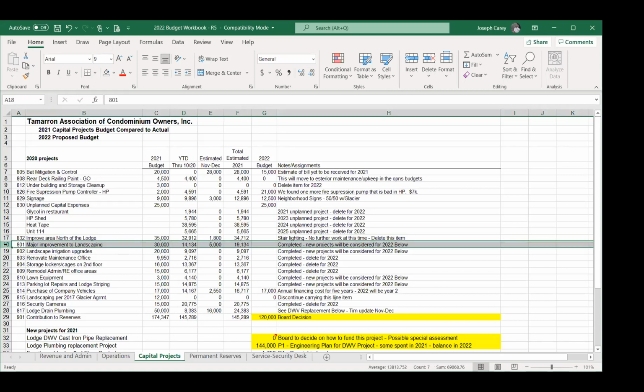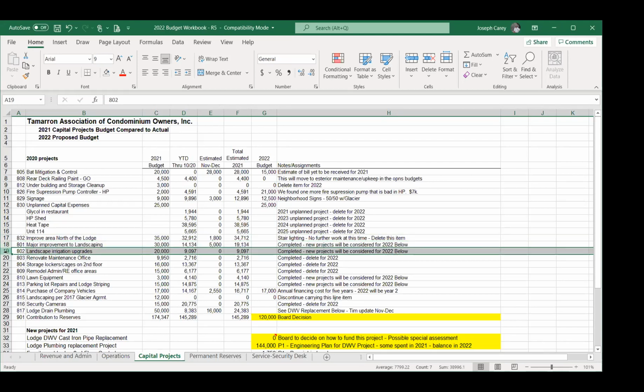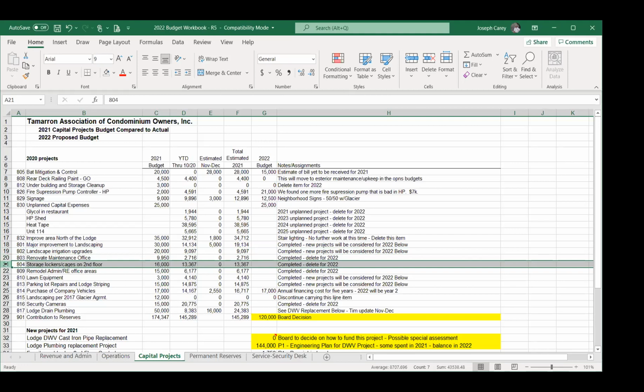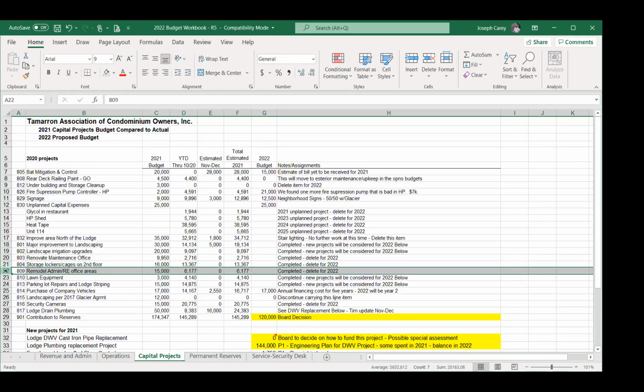Major improvements to landscaping. We completed this line item. There's a line item down in new projects for discussion that we'll get to in a moment. Irrigation upgrades, same thing. Maintenance, renovation of the maintenance office, done, goes away. Storage lockers, the new storage lockers on the second floor above the owner storage area, that's done, goes away. Remodel of the admin areas, real estate office, etc., done.